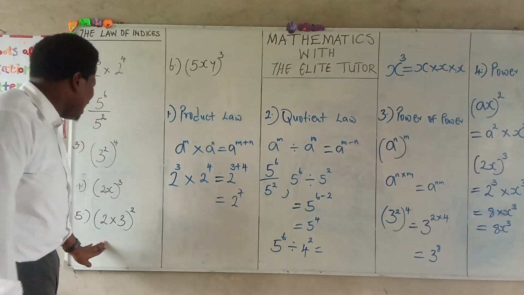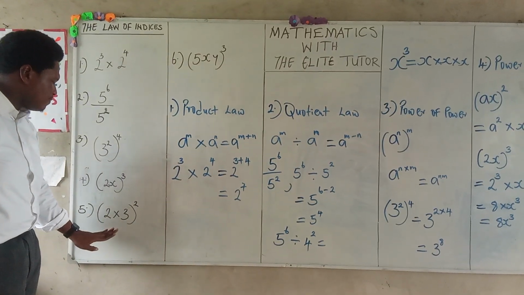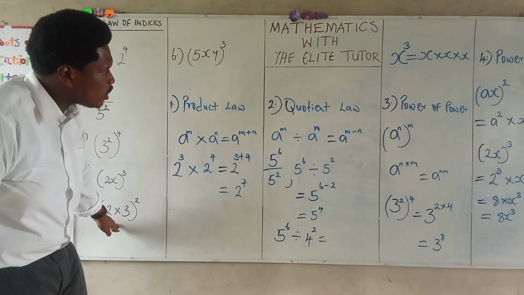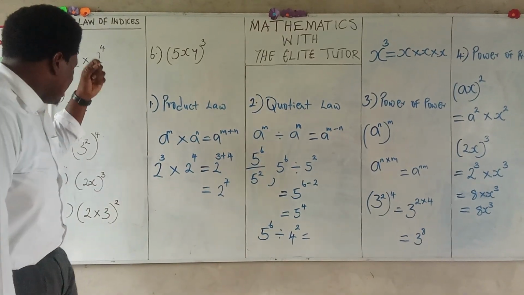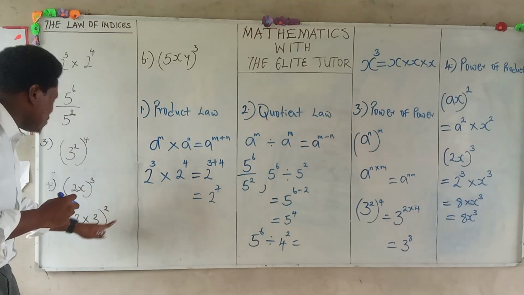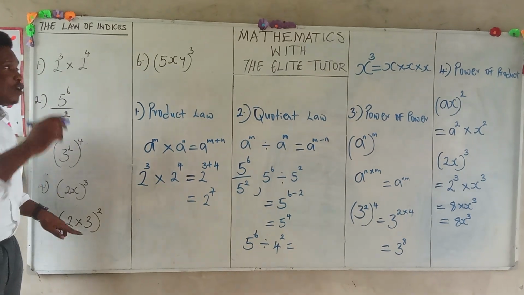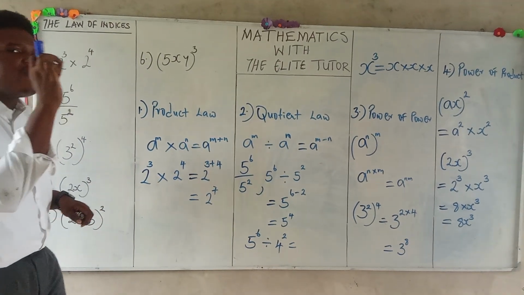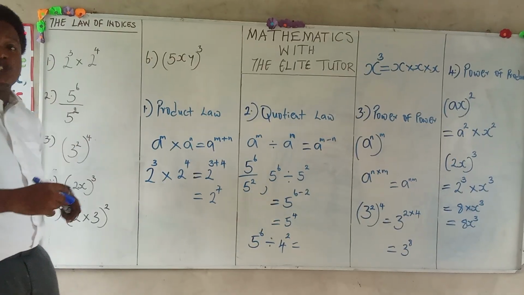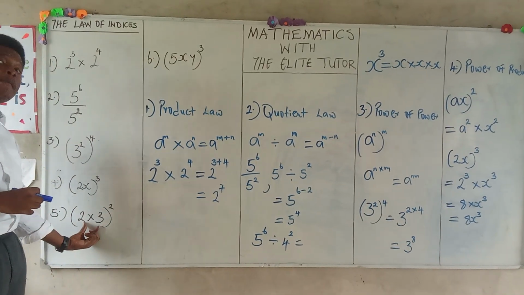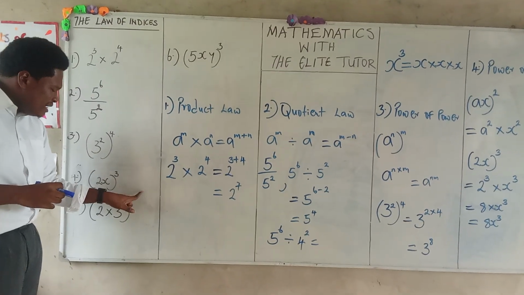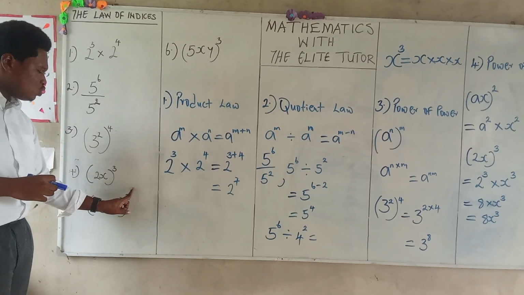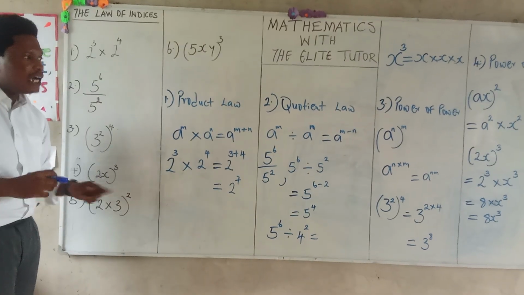But for question 5, we are going to be making use of the power of product law. Now, why are we making use of it? Because we have two numbers here, and they are being raised to this power. It simply means that this will be 2 raised to power 2 times 3 raised to power 2.